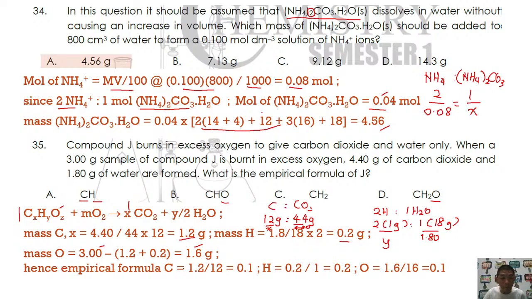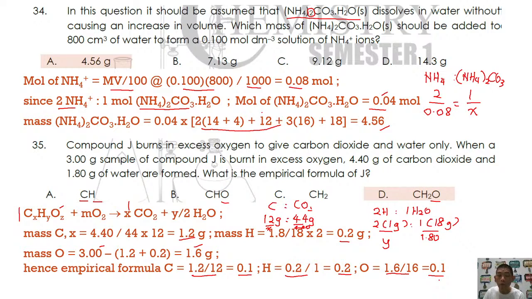So how to calculate the empirical formula? 1.2 divided by 12, 0.2 divided by 1, and 1.6 divided by 16. So you get your mole ratio 0.1, 0.2, and 0.1. So at the end, what is your empirical formula? Your empirical formula will be option D.